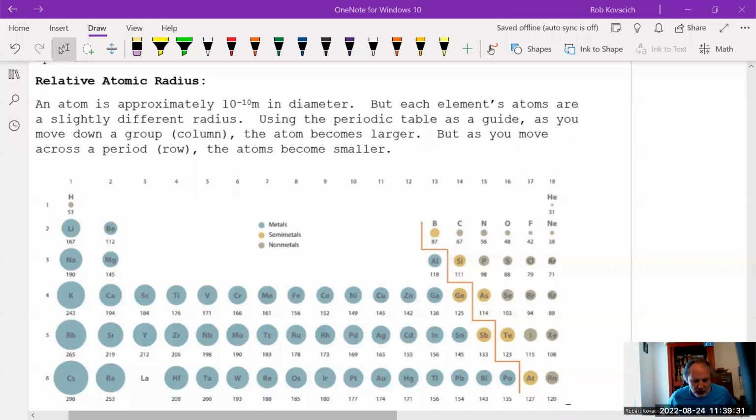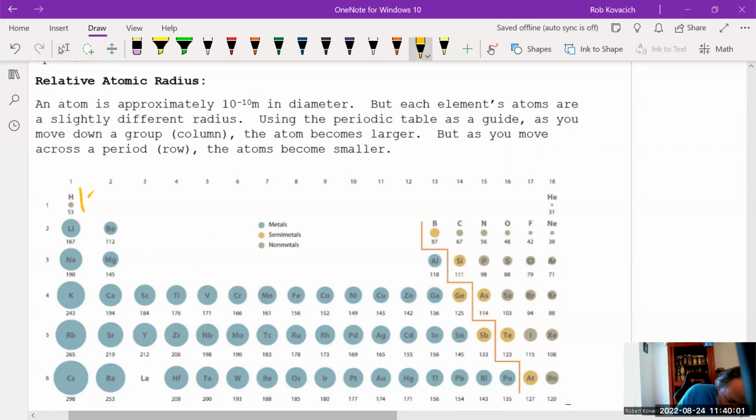The last topic we'll talk about for chapter 6 is about periodicity, parts of the periodic table, and how it relates to the atoms. So we'll start off with relative atomic radius. This is going to be counterintuitive, but the hydrogen atom is actually bigger, not more massive, but bigger, taking up more space, being more voluminous than the helium atom. So let's talk about that for a sec.